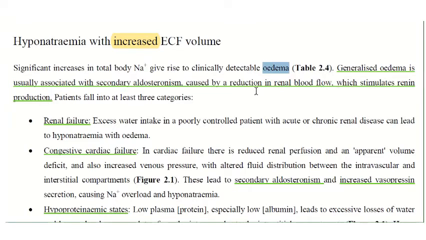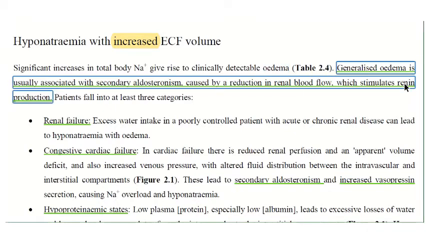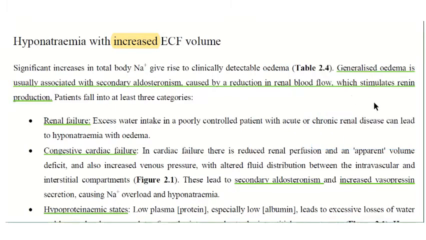إذن من يقل الرينال بلاد فلو راح شو يسوي؟ راح يحفز الرنين برودكشن. الرنين تذكرون اللي تكلمنا عليه بالرنين انجيوتنسين الدوستيرون سيستم، فراح يحفز الرنين برودكشن. وأيضا associated with secondary aldosteronism، والالدوستيرون مثل ما تكلمنا عليه سابقا يقوم بسحب الصوديوم عن طريق الكلى.